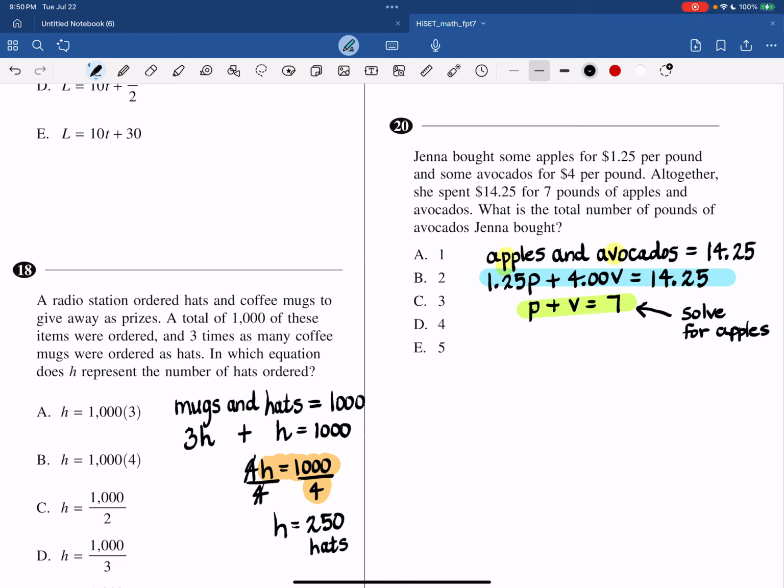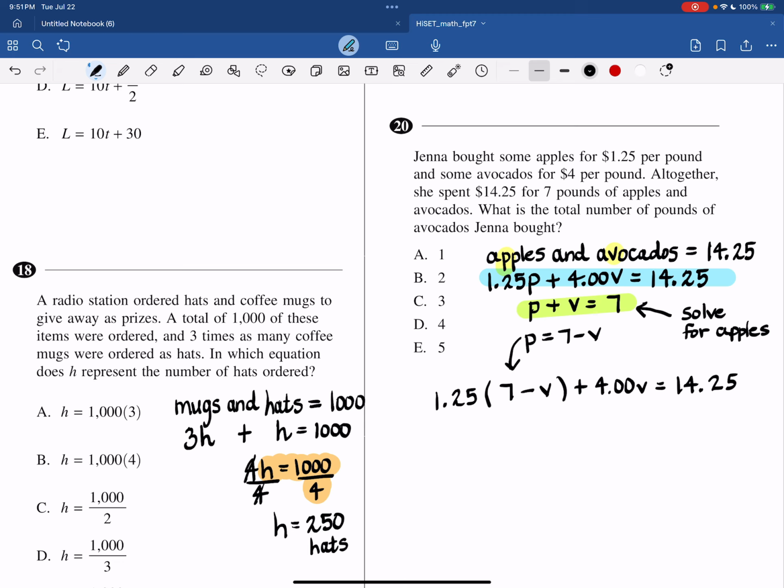So I know that P is going to be equal to 7 minus V, because I would just move this V variable over to the other side. And now I can solve this problem. I take the cost function, and in place of P, I'm going to substitute 7 minus V. This one is already in terms of V, so I don't have to do anything there. And this puts the whole cost formula in terms of V, in terms of avocados.